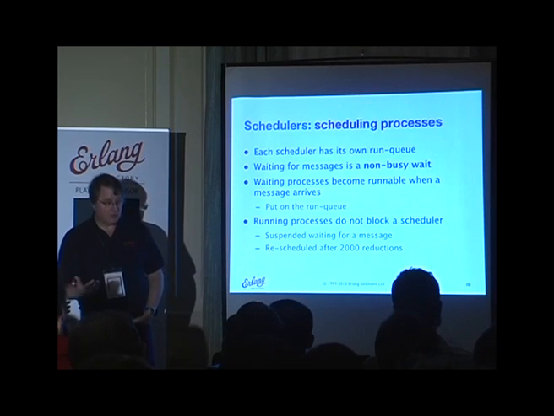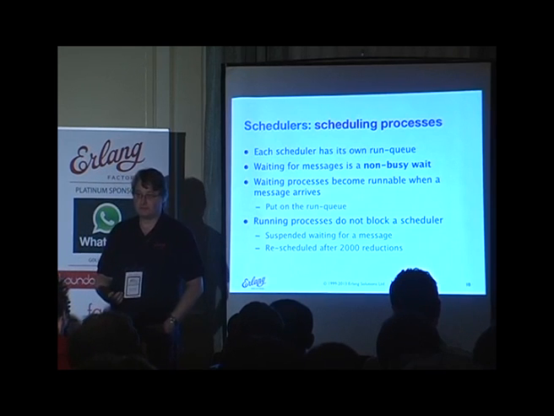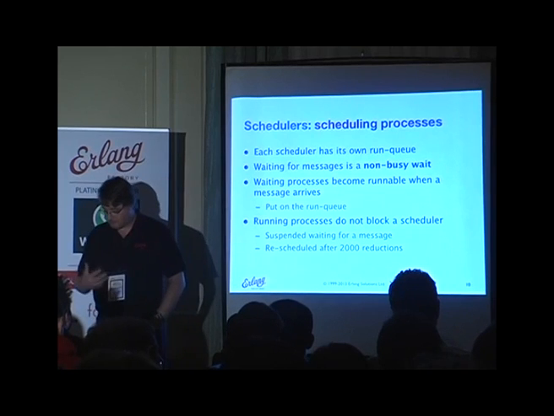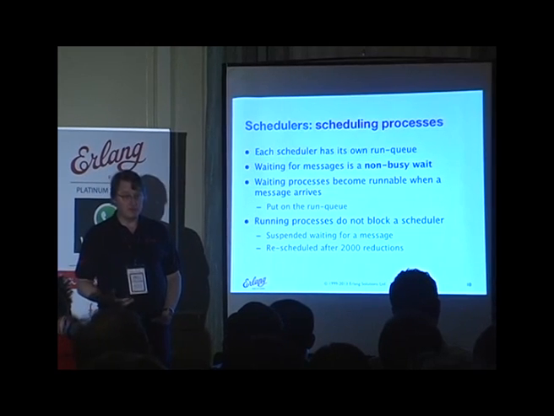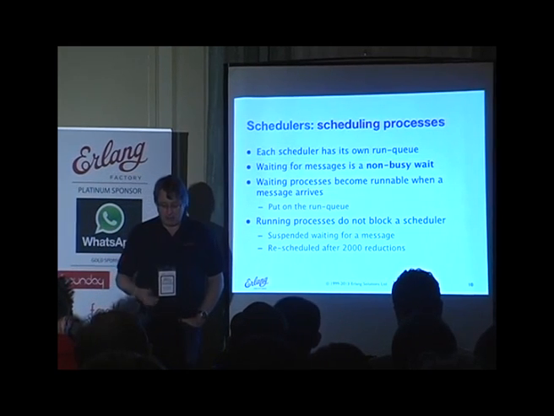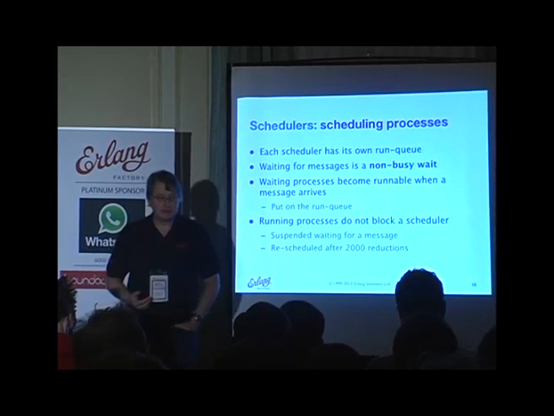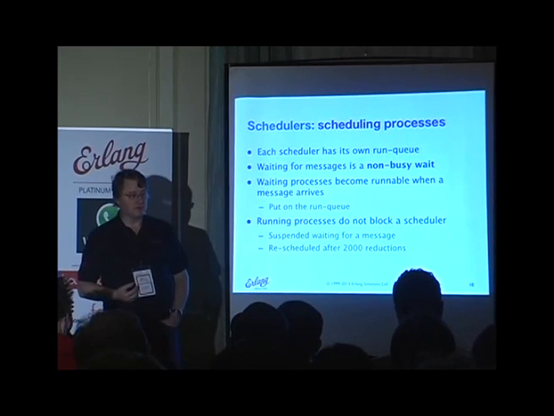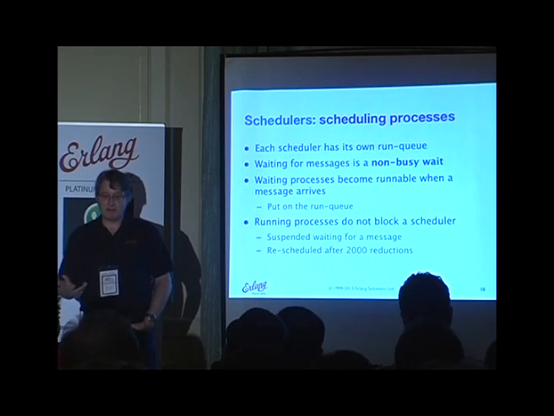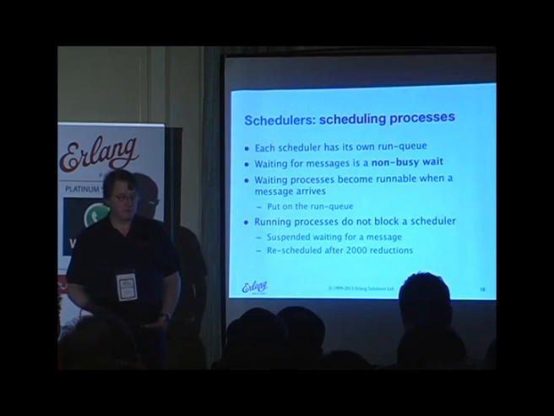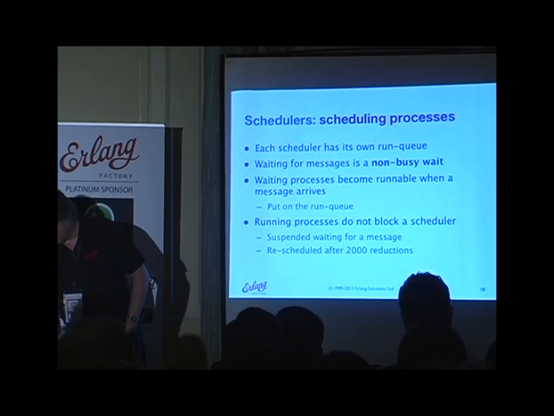Running processes do not block a scheduler. What I mean here is they don't take over the whole scheduler. And that's done by, well, when a process has to wait for a message, it becomes suspended, and the next process comes in. And while a process is running, it will be rescheduled after, I think it's 2,000 reductions. That process will be rescheduled and let the next process in the run queue come in. So you cannot block an Erlang scheduler by having a process that just continually executes code. So that was a bit about scheduling and processes.